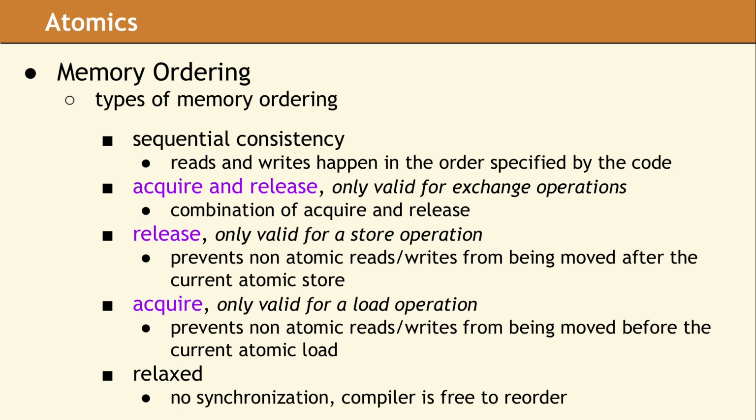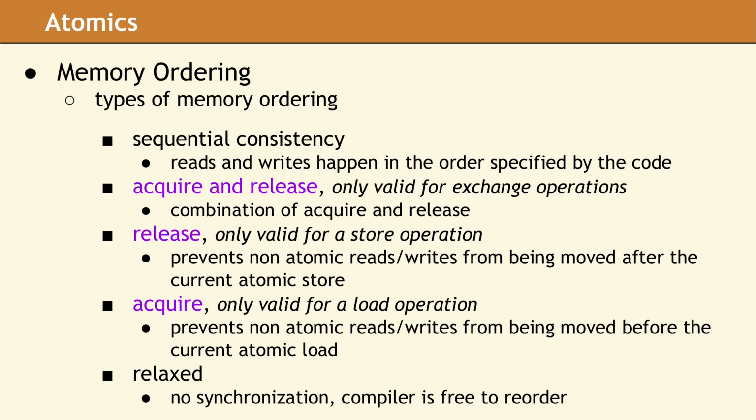To override the default memory ordering, simply specify which one to use by passing a parameter to the atomic operation. The acquire and release ordering is a parameter which is only relevant or allowed for the exchange and compare exchange operations. Let's hold for a minute on this one and talk about the next two. The release mode can only be used for an atomic store. It prevents all reads and writes of non-atomic data from being moved to a position after the current atomic store. The acquire mode can only be used for an atomic load. It prevents all reads and writes of non-atomic data from being moved before the current atomic operation.